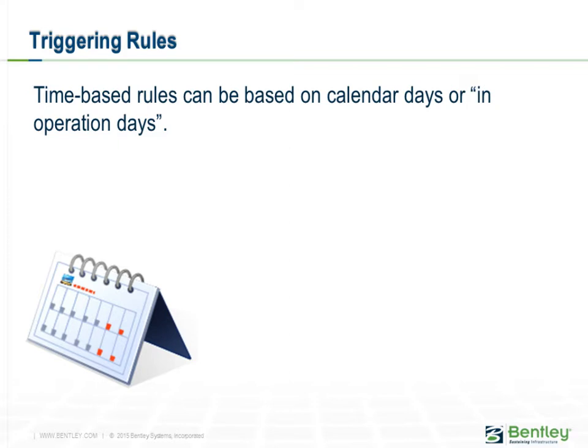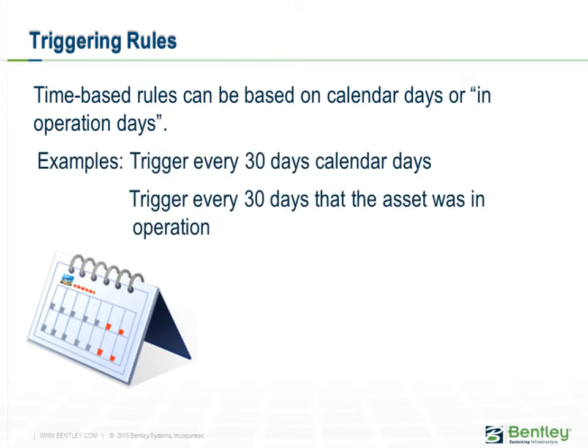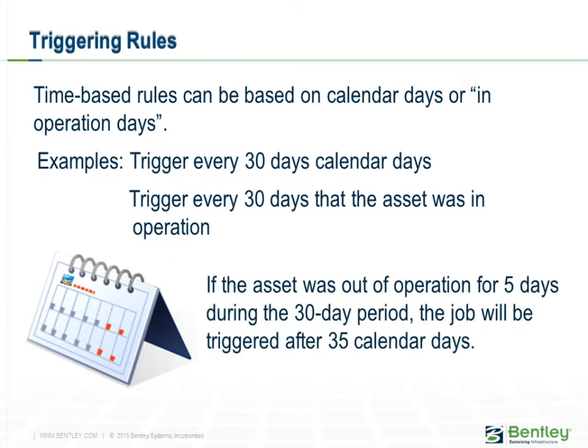If you base a rule on in-operation days, APM tracks the status of the asset and the number of days that the asset had a non-operating status. Only those days that the asset had an operational status are considered for the triggering rule. For example, if the rule says to trigger on the job every 30 days, but the asset was non-operational for 5 days during the 30-day period, the job will be triggered after 35 calendar days.